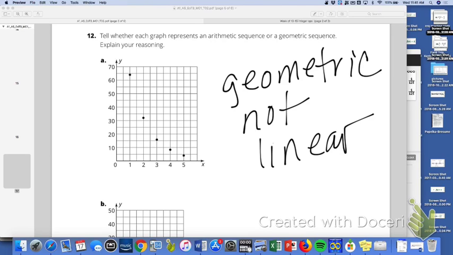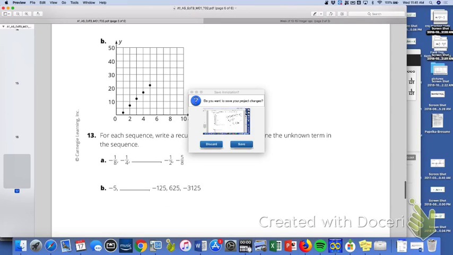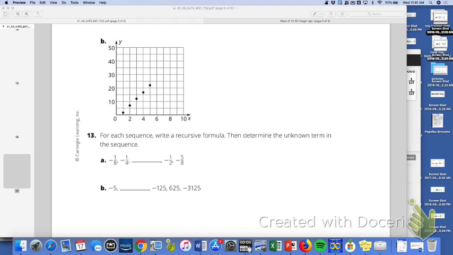So because 12 is geometric, because it's not linear, what does that tell you about B? It's arithmetic. And again, it's arithmetic because it's a straight line.